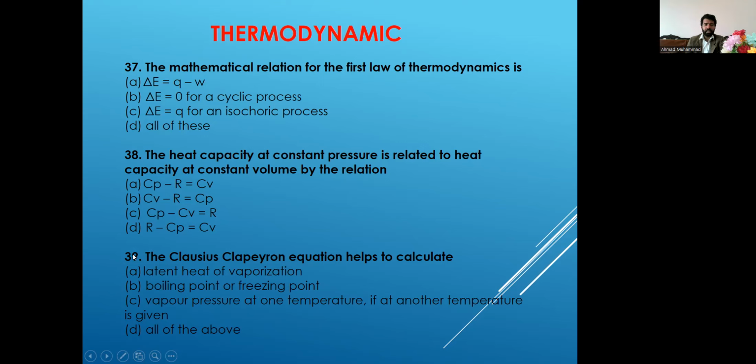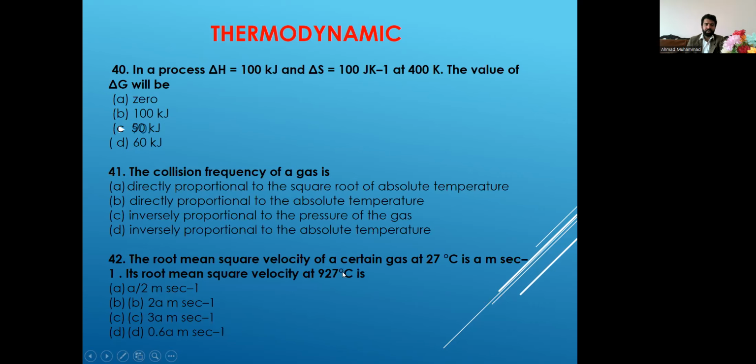For question 39, the Clausius-Clapeyron equation helps to calculate the heat of vaporization or boiling point or freezing point of a gas or liquid. And option C is vapor pressure at one temperature if it is given at another temperature. And option D is all of the above. So the first option is the correct option. Clausius-Clapeyron equation helps to calculate the heat of vaporization.